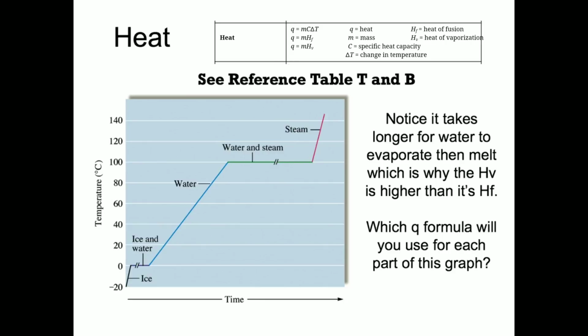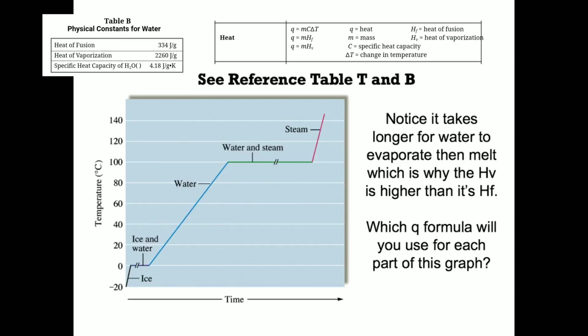Reference table T has to be used in conjunction with reference table B, as each equation has a constant found on reference table B. That constant is underlined here in red. It is either C, the specific heat capacity of water, H sub V, the heat of vaporization, or HF, the heat of fusion. Notice on the graph I've put where we're going to use these three constants.